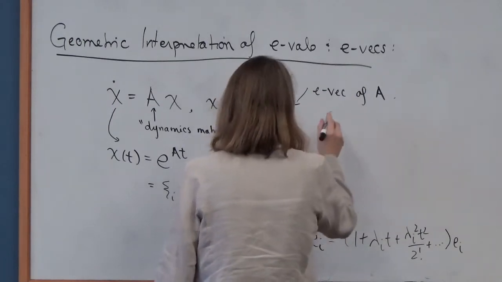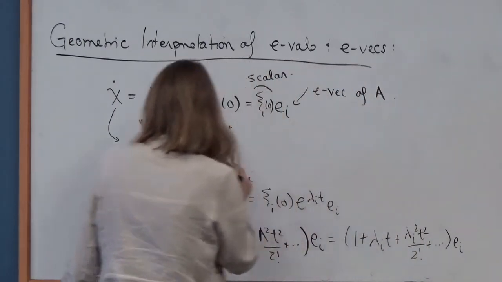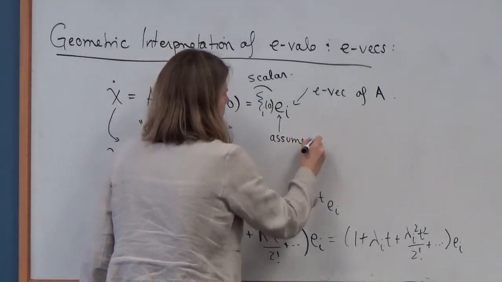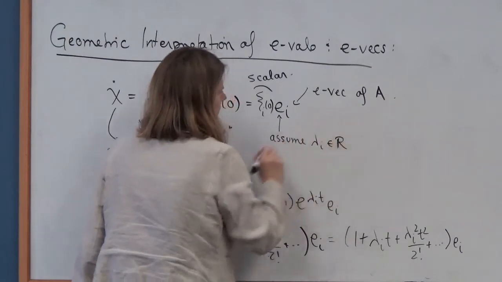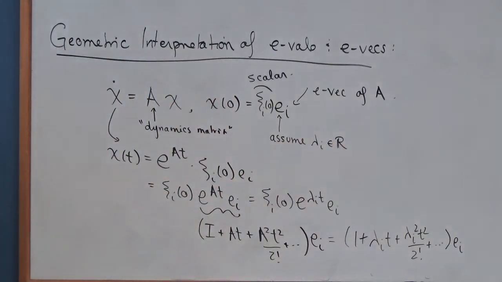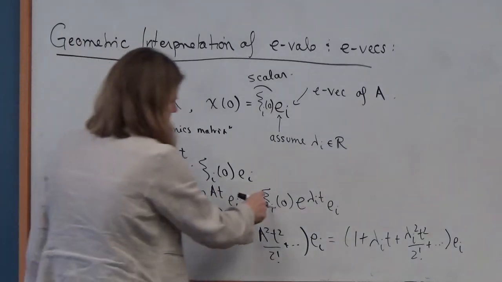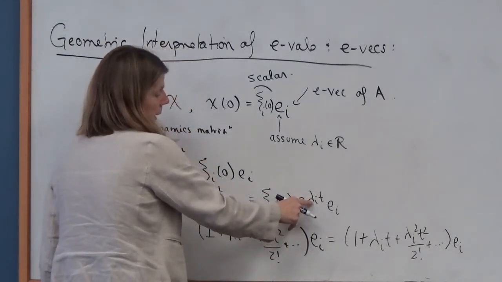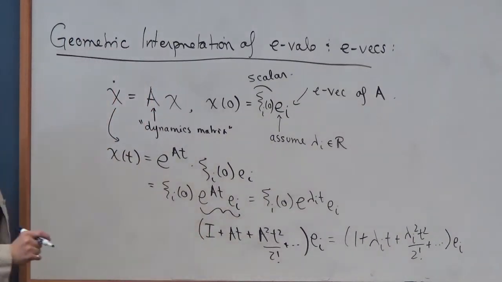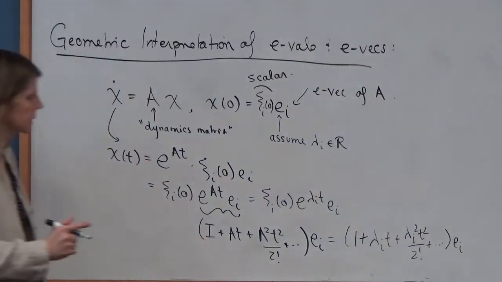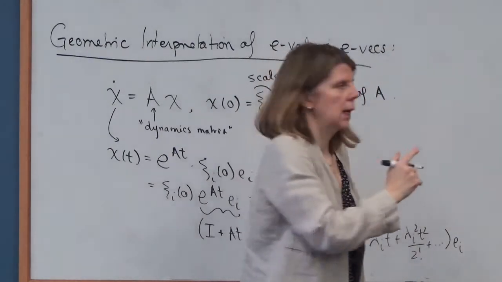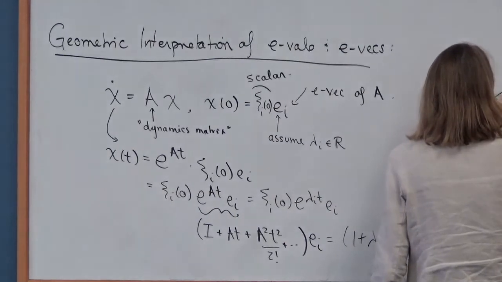Let's just assume that the eigenvalue associated to that e_i is real. So e_i is a vector in R^n, and lambda_i is a real number. And now we see this is just a scalar. We also see something about what happens if lambda_i is positive. Well, let's actually sketch it out. Suppose this is my state space. The board is my state space. And here's e_i.